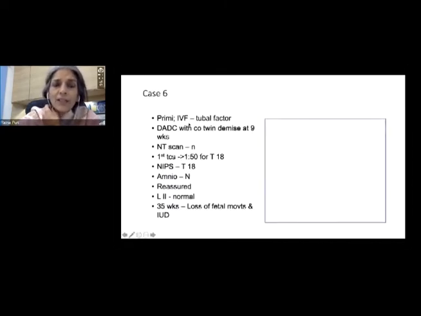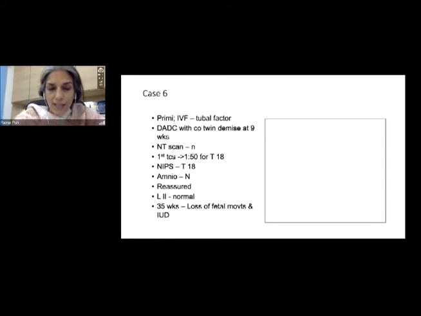Now, this is another case. Primigravida, IVF was done for a tubal factor. DCDA twins with a co-twin demise. This is a situation when an NIPT should not have been done because of this co-twin demise. In any case, the NIPT was done and you got a high risk for trisomy 18. The amniocentesis was done and this was normal. The couple was reassured. The level 2 scan was normal, so there was nothing telling us that it was trisomy 18 because you would have got markers.